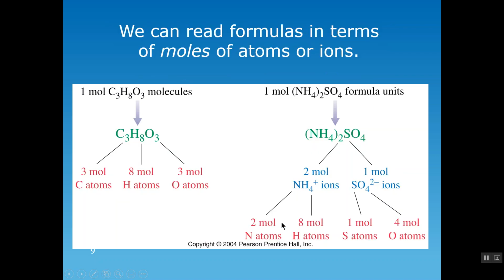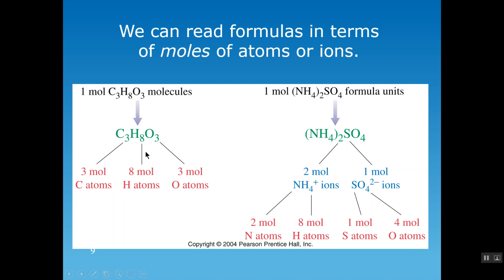So the last thing I'm going to talk about in this video, this series of slides, is how do we interpret the formulas with respect to the number of atoms present per molecule or formula unit. So we're going to look at this example here. So let's say we have a compound, we're given this formula, C3H8O3, right? How do we interpret the actual number of atoms present per mole of this substance?